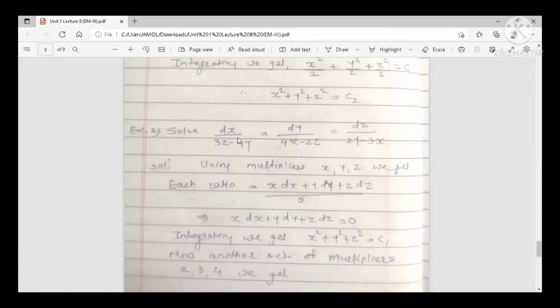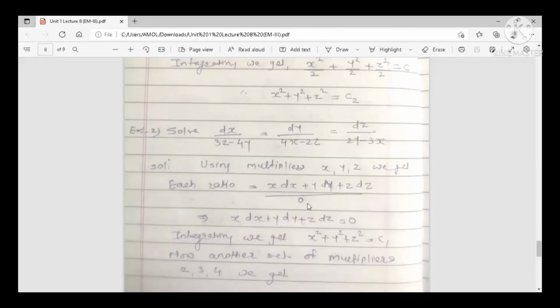If we multiply the first denominator term by x, the term will be 3xz minus 4xy. The middle denominator term, you multiply it by y, 4xy minus 2yz, and the third term, you multiply it by z, 2yz minus 3xz. And if we do the addition of all the terms, then its value is 0 here.